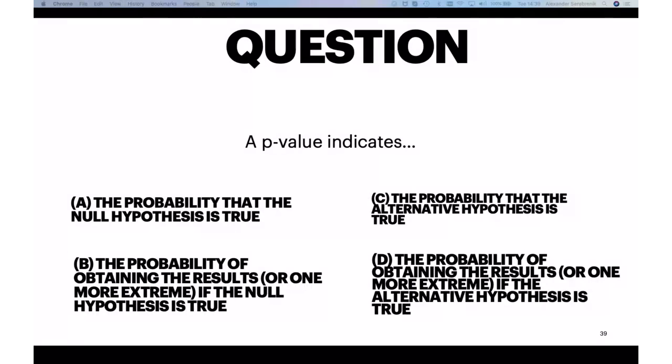So 4 options. Is it the probability that the null hypothesis is true? Is it the probability of obtaining the results, or more extreme ones, if the null hypothesis is true? Is it the probability that the alternative hypothesis is true? Or finally, is it the probability of obtaining the results, or more extreme results, if the alternative hypothesis is true? Go, go, go, go.